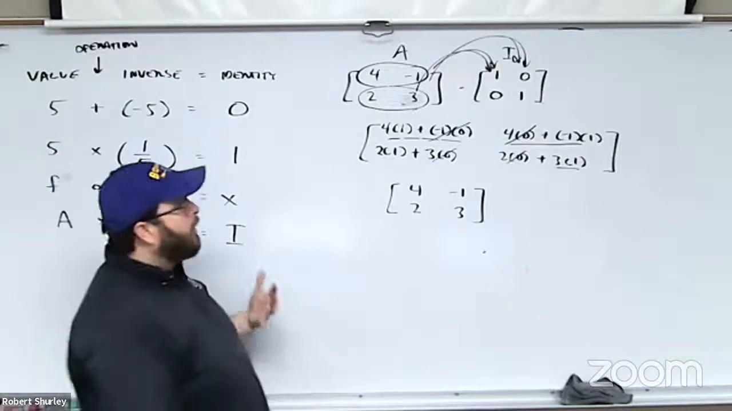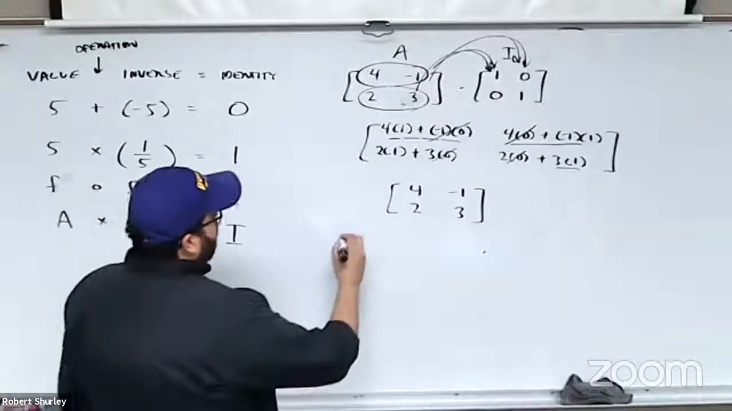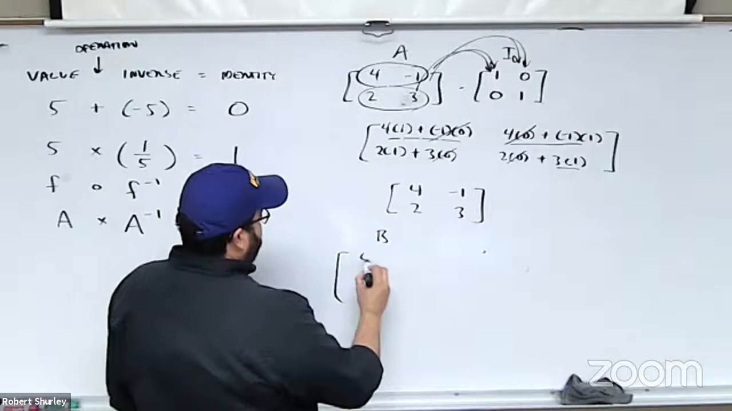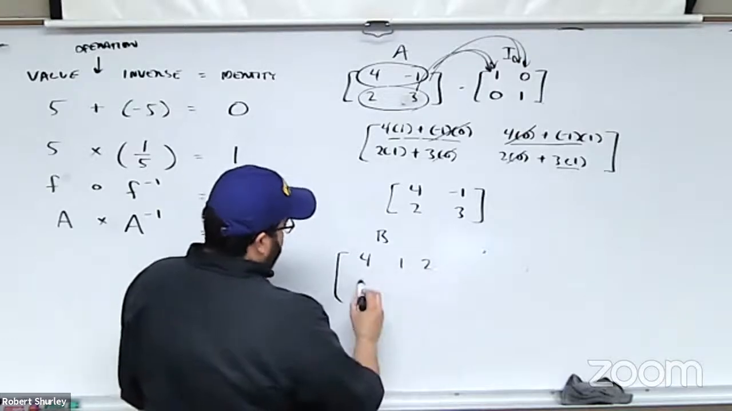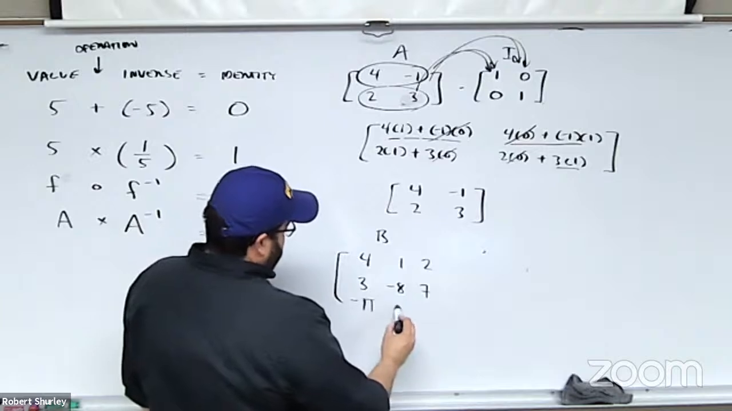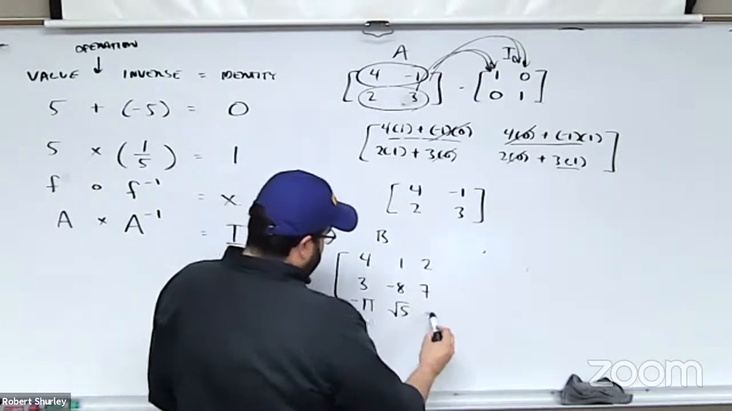So if we multiplied bigger matrices, now I'm not going to do the math on this one, this takes a lot longer, but let's say we had matrix B. And it was, let's say, 4, 1, 2, 3, -8, 7, negative pi, square root of 5, and -1.